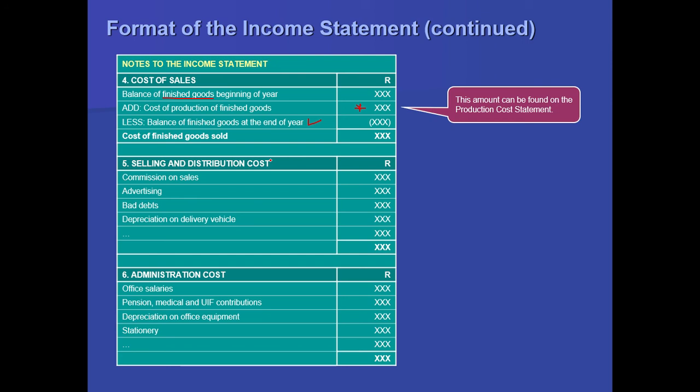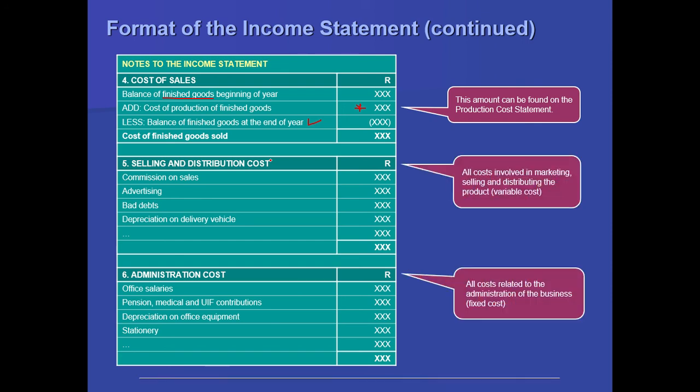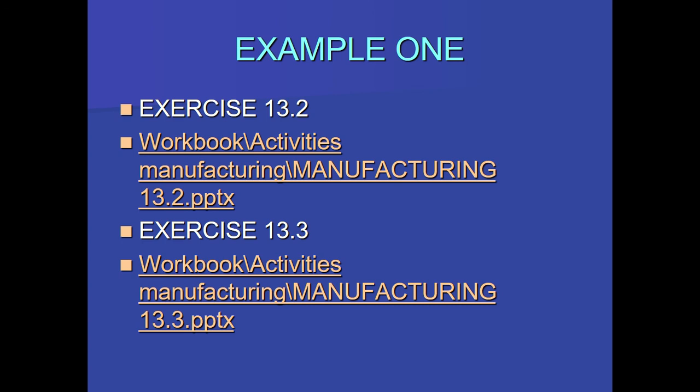Stationery goes to administration cost, especially if it's used for admin. When you're given stationery, just know it goes to admin unless stated otherwise that some of it was used in the factory, and then you're going to have to apportion it and determine how much went to the factory. Okay. And this will be it with respect to your production cost statement.